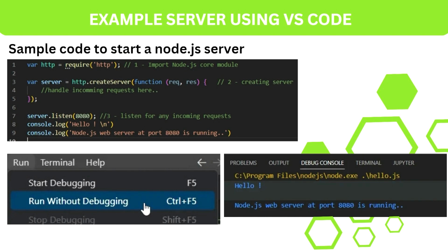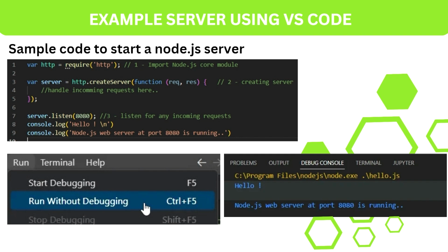Moving on to the next slide, we have an example server using VS Code. Here we have a code which is written in Node.js, and the code sets up a web server that listens for any incoming requests on the port 8080. The first line of the code imports the core HTTP module in Node.js, which provides functionality for creating and interacting with HTTP servers and clients.